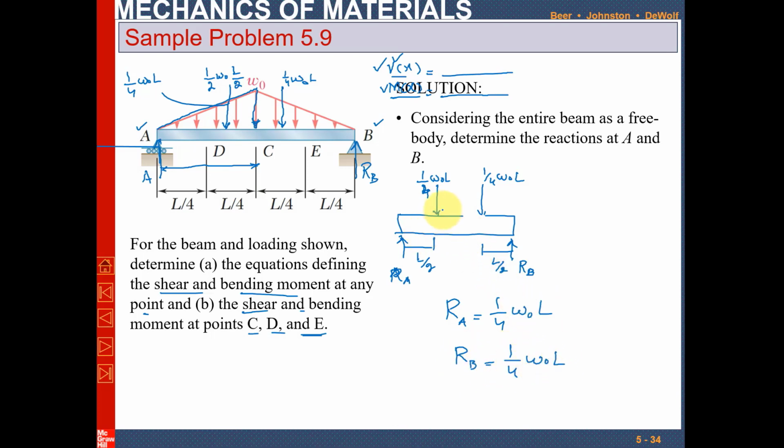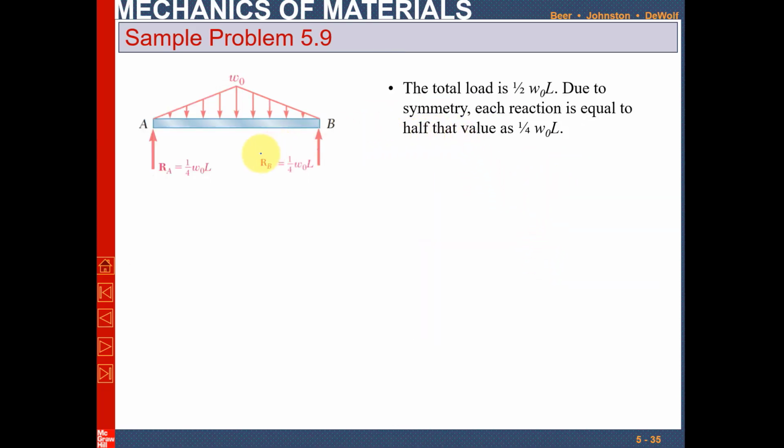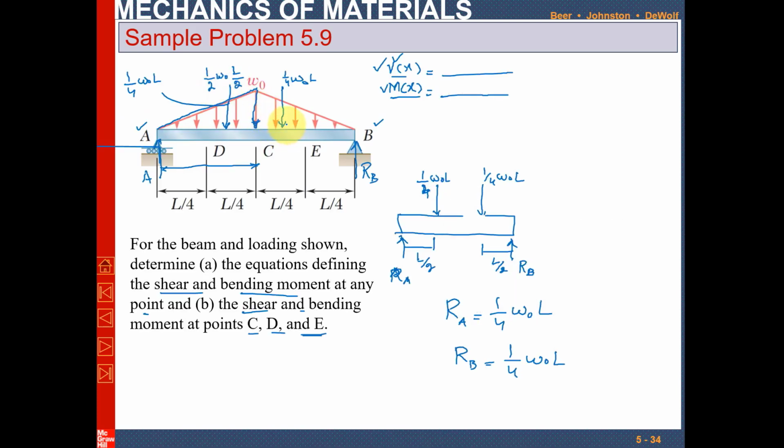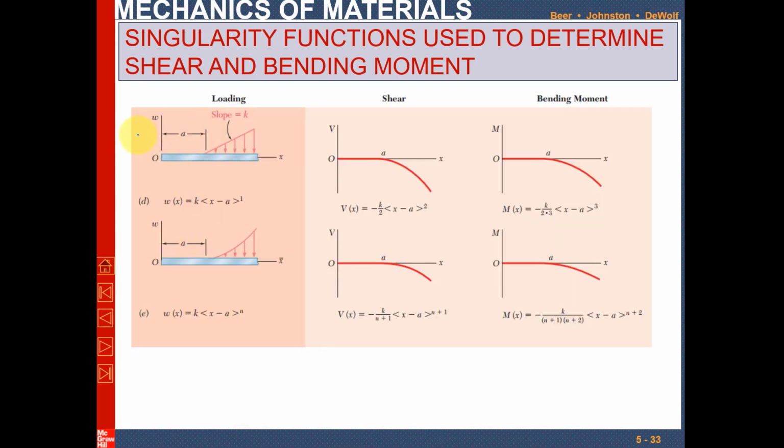After finding the reaction forces, you will use singularity functions to find the shear force equation and bending moment equation. You can see the reaction force at A is represented as 1 over 4 W naught into L, and the reaction force at point B is 1 over 4 W naught into L. Again, if you look at the figure, this scenario is not available in the standard loadings. Only one such scenario is available.